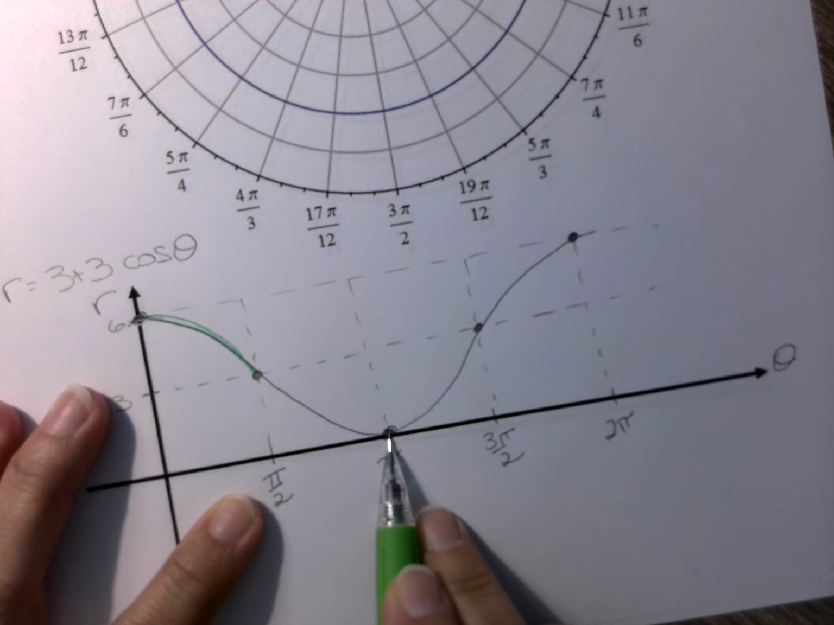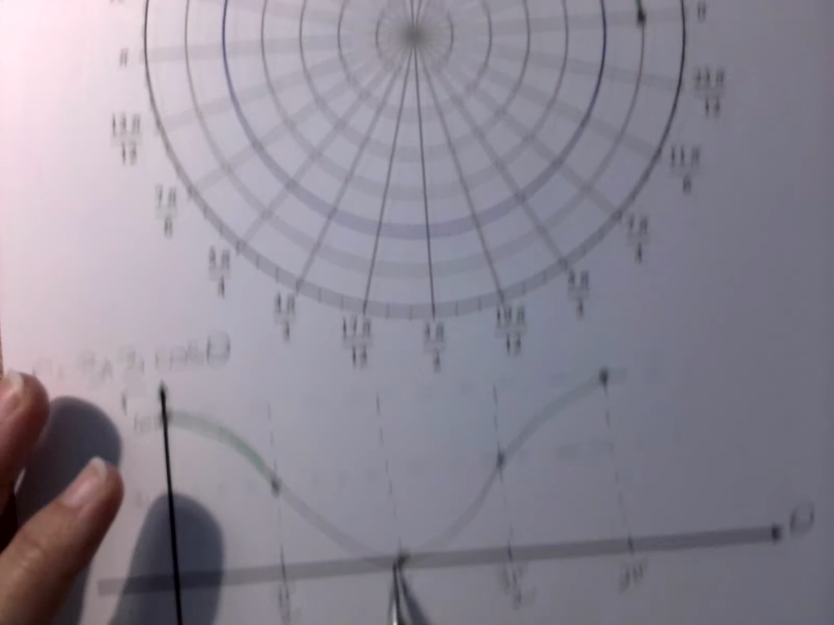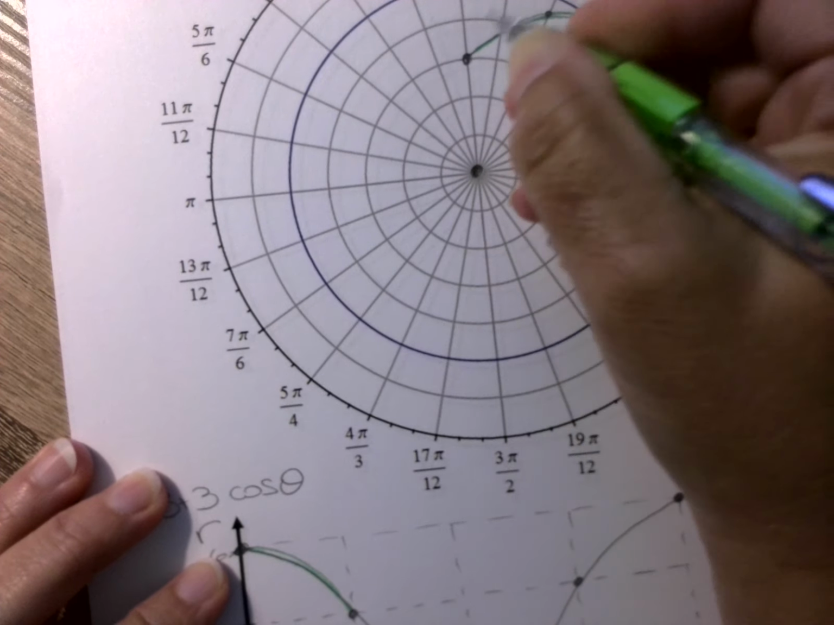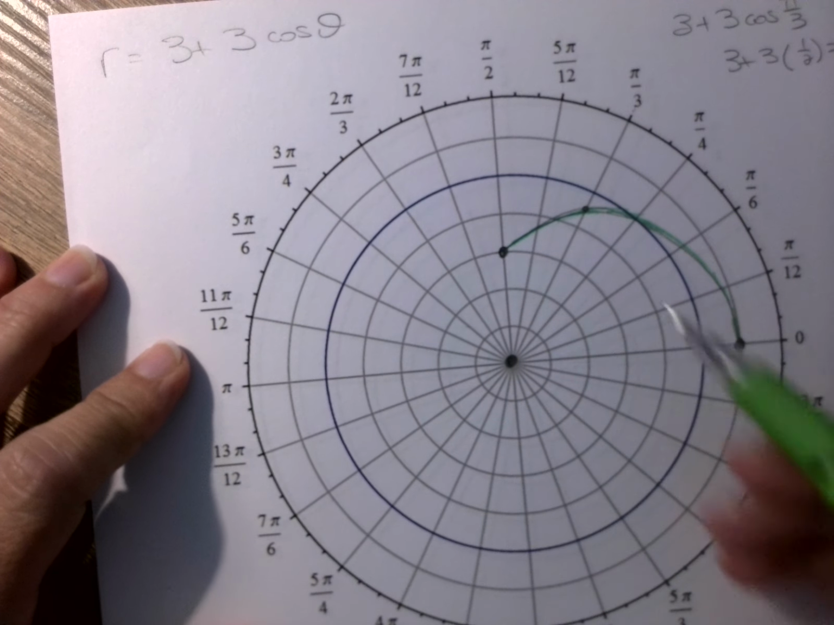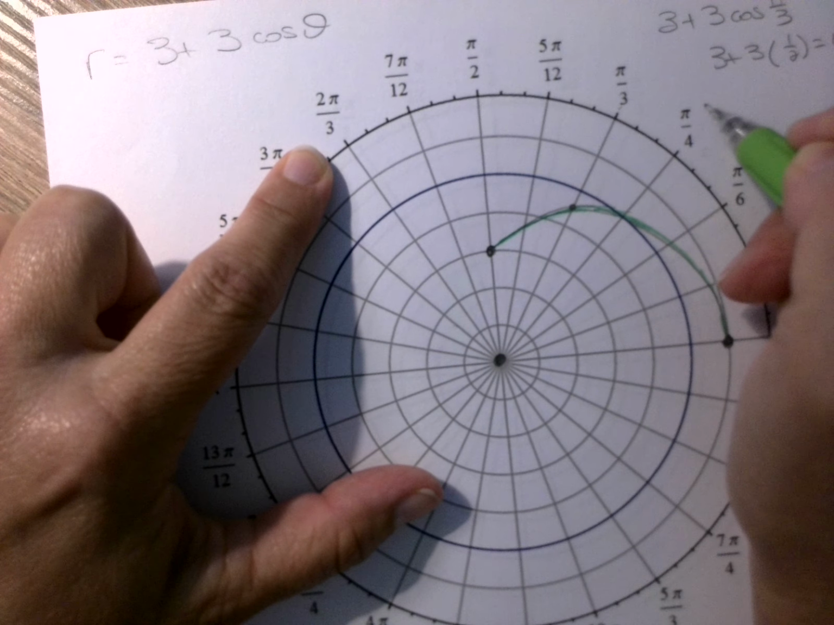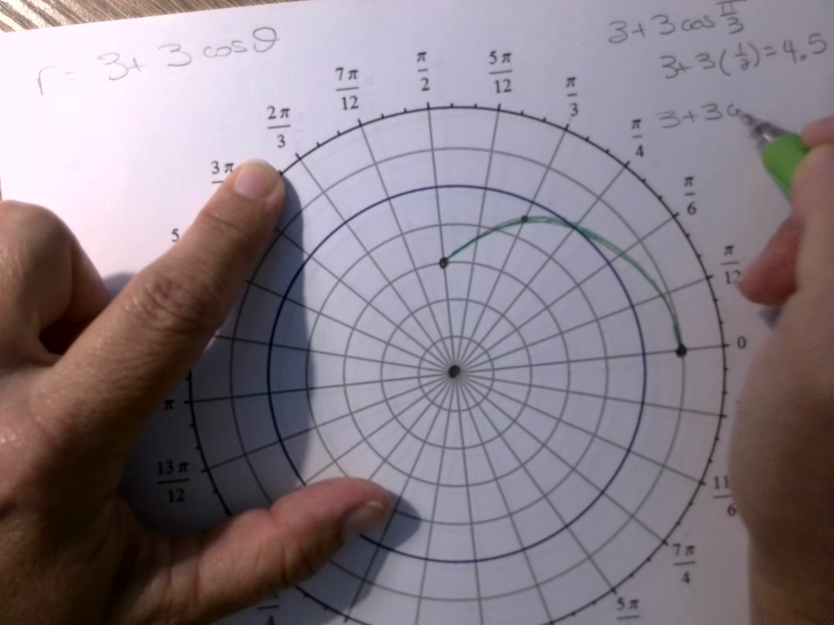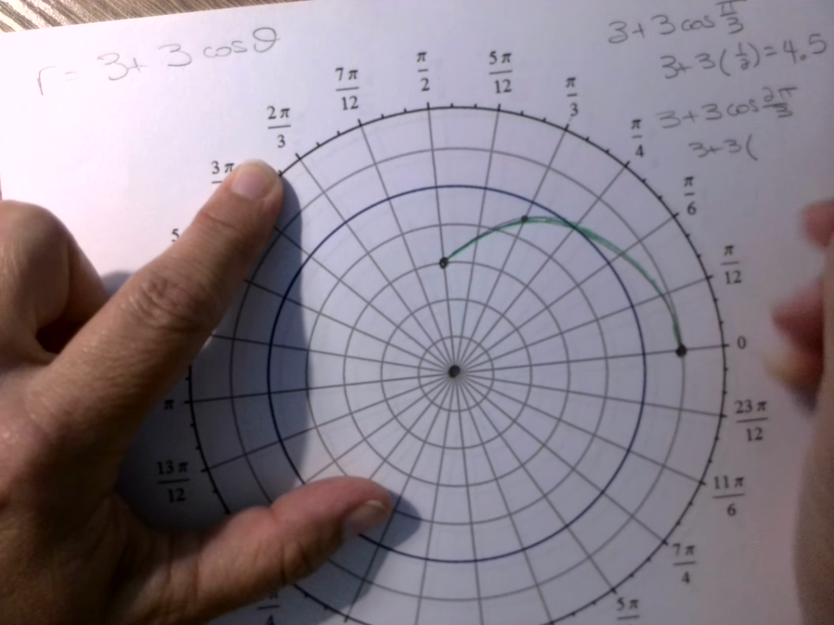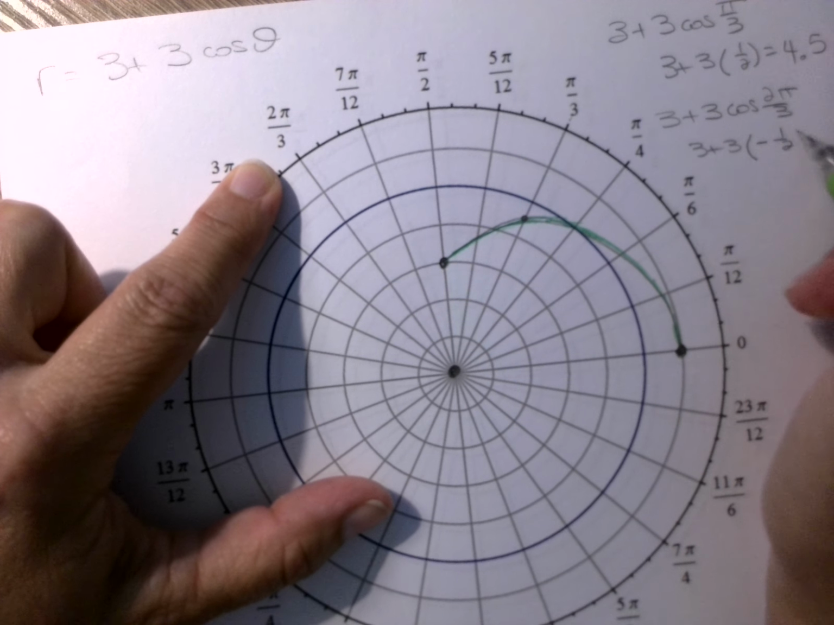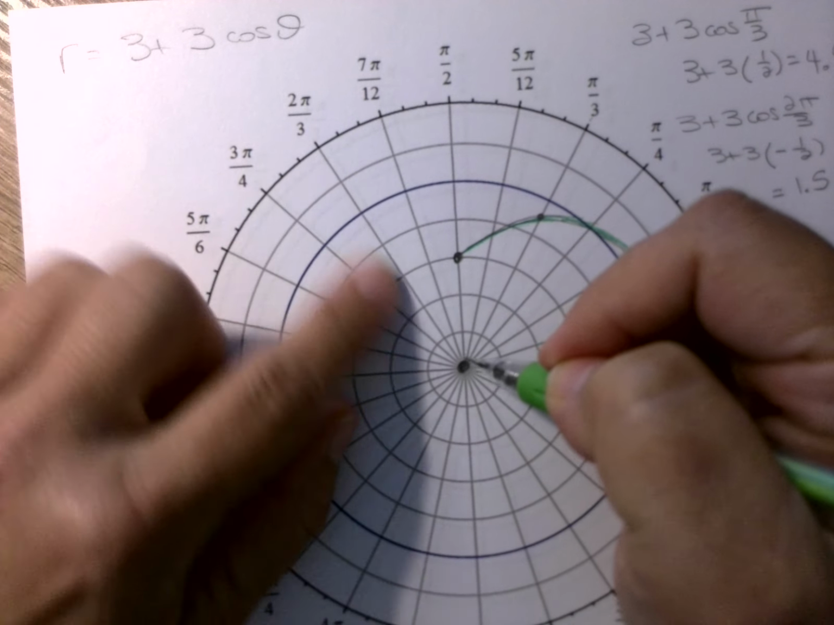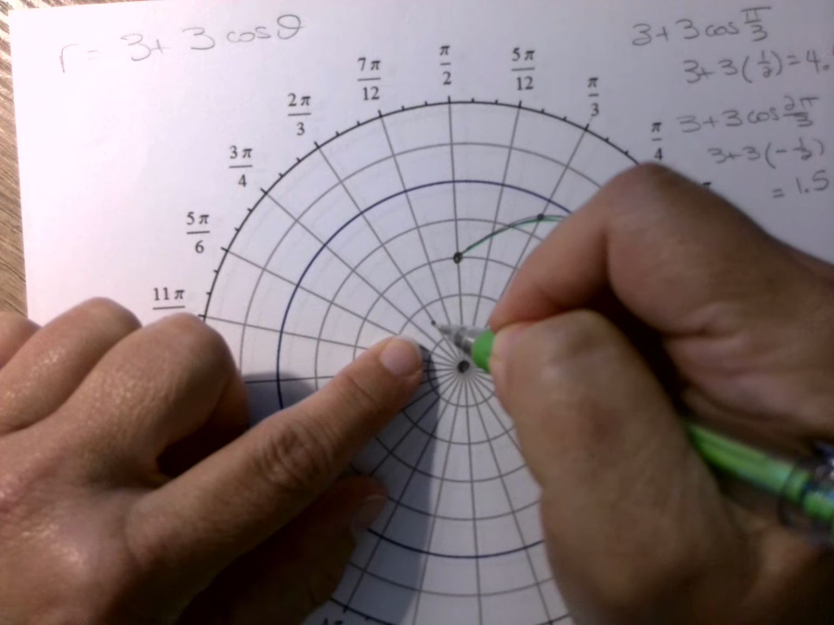And we're going to end up, when my theta is pi, the radius is 0. So that means we're going to end up here at the pole after we get through quadrant 2. So let's get the convenient point. Again, it's going to be at the pi over 3 angle. 3 plus 3 times cosine of 2 pi over 3 would be 3 plus 3 times negative 1/2. And that's going to be 1.5. So at 2 pi over 3, our radius is 1.5.